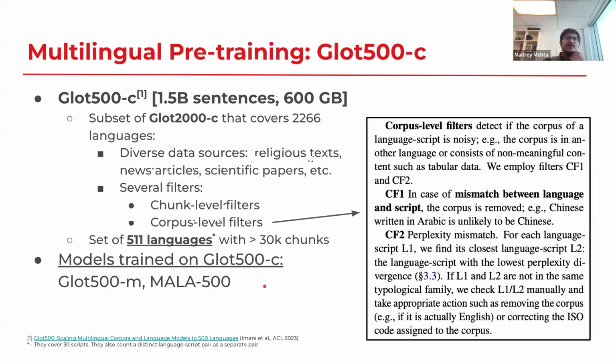This corpus was released fairly recently, like a year and a half back, so we just have a couple of models, Glot500-M and Mala-500, that were trained on it. This is a very brief overview of what resources exist if you were to do some pre-training for multilingual data. The largest coverage that we have is around 2,000 languages. We don't have data for more than 2,000 languages available as of today. So that is the pre-training phase.